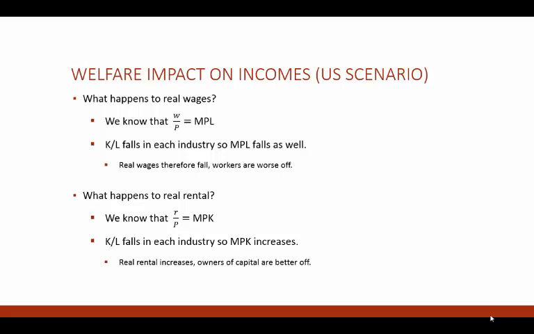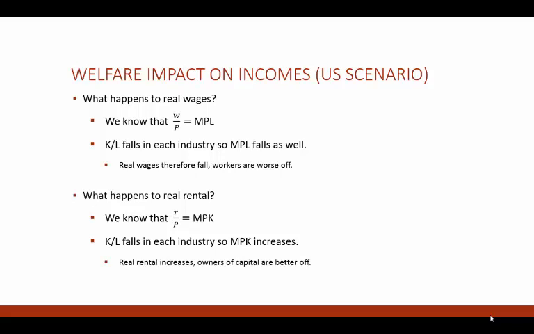So what do these changes mean for real wages and real rental? First, for real wages, we know that the real wage is given by the marginal product of labor. Trade causes the capital-labor ratio in each industry to fall. That means we have less capital per unit of labor, so the marginal product of each worker, the MPL, falls. Real wages therefore fall and workers are worse off.